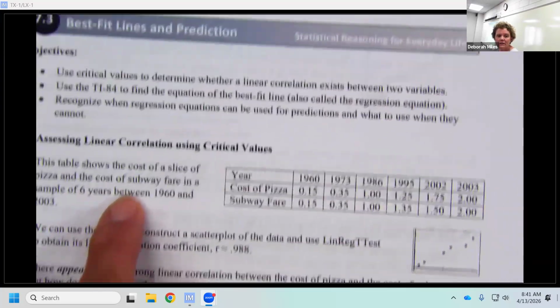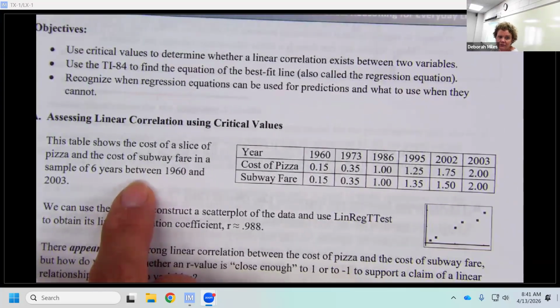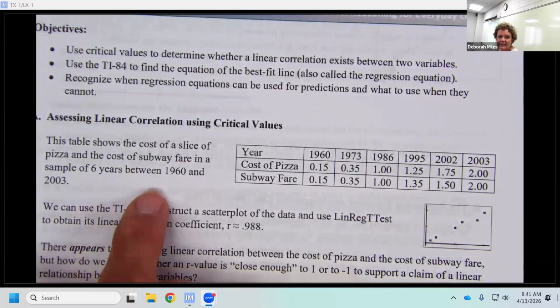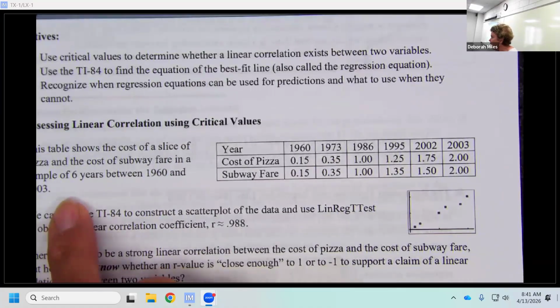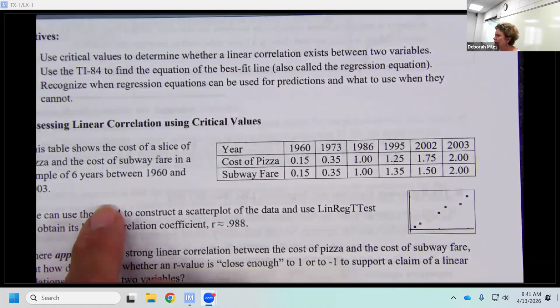This table shows the cost of a slice of pizza and the cost of subway fare in a sample of 6 years between 1960 and 2003. Would you expect there to be a linear relation between the cost of a slice of pizza and subway fare? Not unless the pizzas were being delivered on the subway, and when the subway fare went up, the pizza cost had to go up. No, I think they're probably not related.